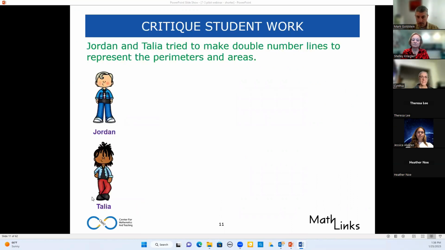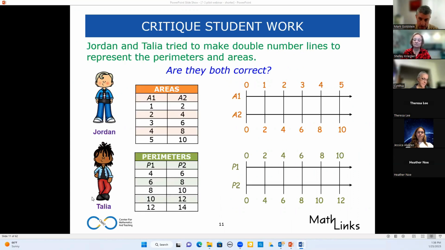So here on this slide, we challenge students to critique the reasoning of others, which is a very important mathematical practice. What we want to draw out from students here is that the equivalent ratios in the area table allow Jordan to make a double number line. And the non-equivalent ratios in the perimeter table do not allow Talia to make one. Notice that the scaling at the bottom of her number line is nonsensical, really. It's not scaled in an appropriate way.